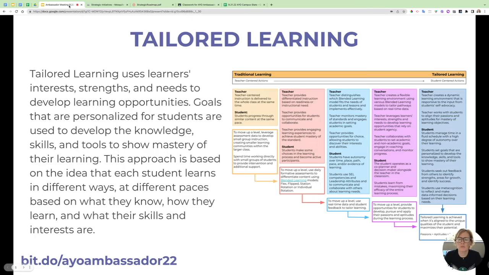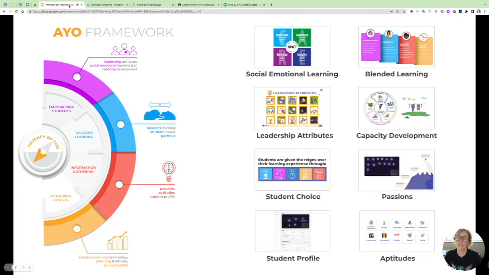Just like with principals, we had them look at this definition and pick out things that they like. Many of them recognized the fact that students learn in different ways and the need to meet students where they are based on their interests and strengths as well. Kara shared how the released features that we've had over the past year contribute to tailored learning for the student. SEL, blended, leadership capacity, they all have a role when it comes to tailored learning.